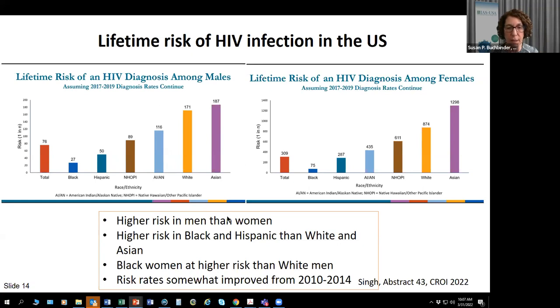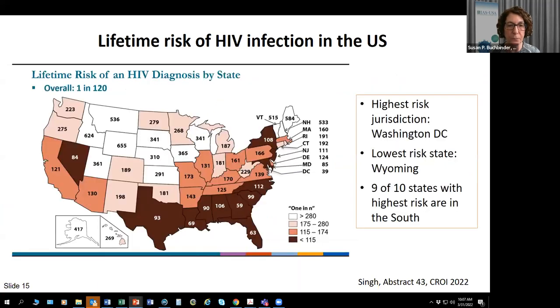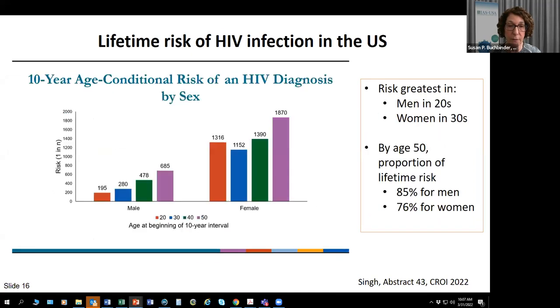What's not shown on this slide is that the risk rates improved somewhat from the 2010 to 2014 analysis that CDC had conducted. This is the geography of risk. And what you can see is that DC is the jurisdiction with the highest risk at 1 in 39. Wyoming is the state with the lowest risk. And 9 of the 10 states with the highest risk are in the South, and the South accounts for over half of all of our infections in the United States. So that's where the epidemic is at its most intense.